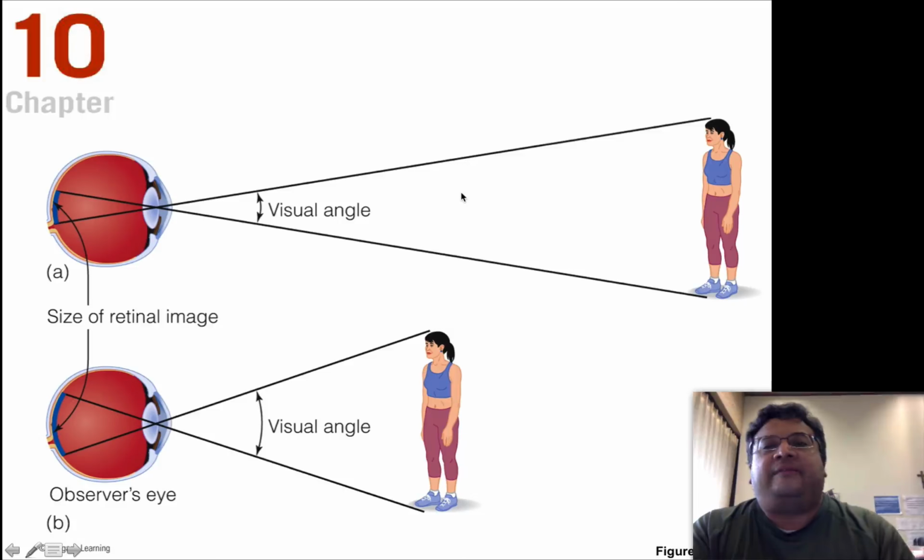I won't know, if there's no other cues to tell me how far away they are or how big they are, whether I'm looking at a little person standing here or a big person standing far away, because the visual angle is identical. Only if I know the visual angle is different will I know that I'm looking at two people who are the same size, or people who are different sizes.